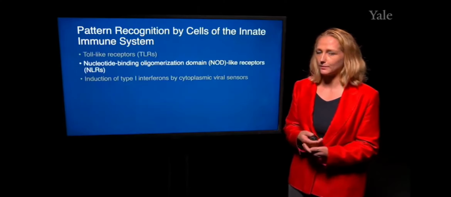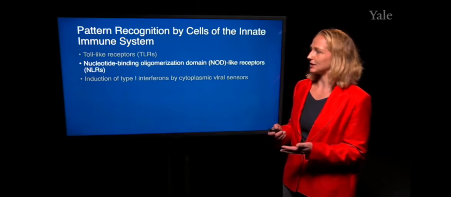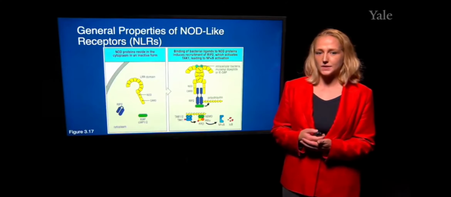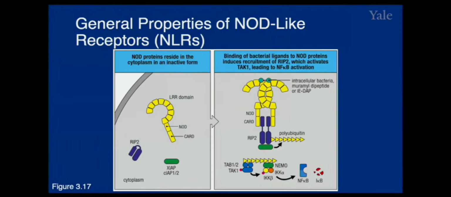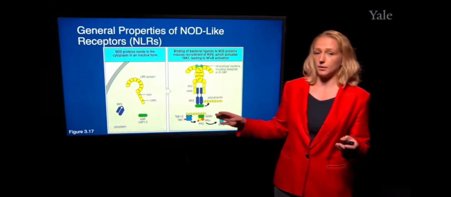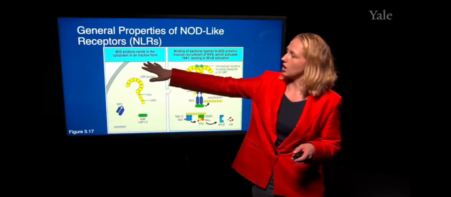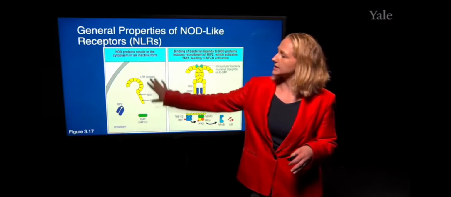Next, let's move on to our Nlrs, or our NOD-like receptors. Nlrs recognize bacterial cell wall peptidoglycans, and this is a really, really large group of cytoplasmic innate sensors, and some initiate the same inflammatory responses as TLRs, but others trigger distinct pathways that lead to cell death and the production of other pro-inflammatory cytokines. So the general property of these is that NOD proteins, or Nlrs, reside within the cytoplasm in an inactive form.